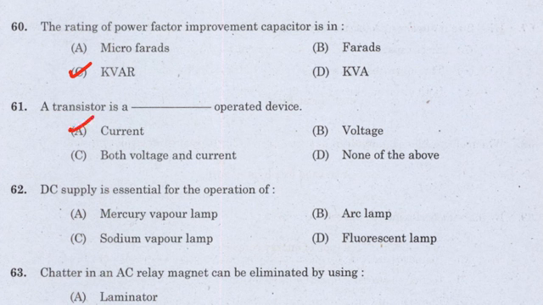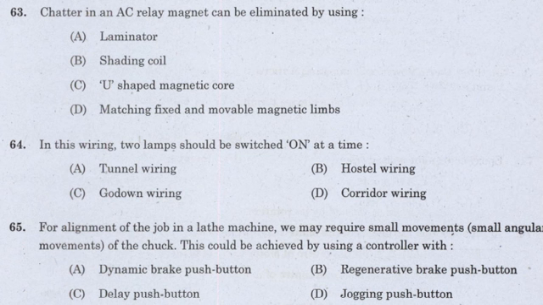DC supply is essential for the operation of mercury vapor lamp, arc lamp, sodium vapor lamp, fluorescent lamp. Right answer is option B, arc lamp. Next question. The chatter in an AC relay magnet can be eliminated by using laminations, shading coil, U-shaped magnetic core, matching fixed and movable magnetic limbs. The right answer is option B, shading coil.